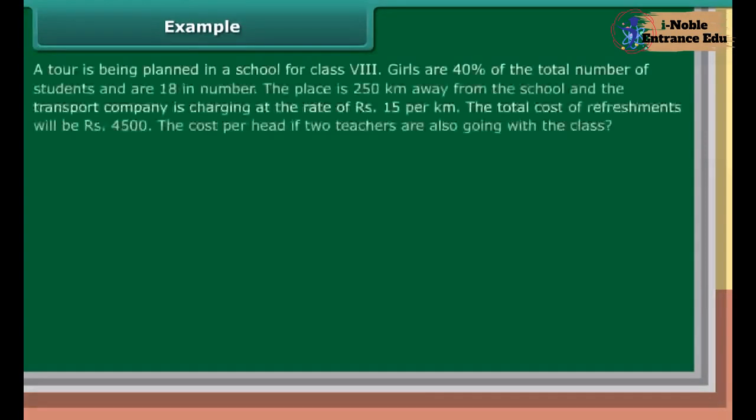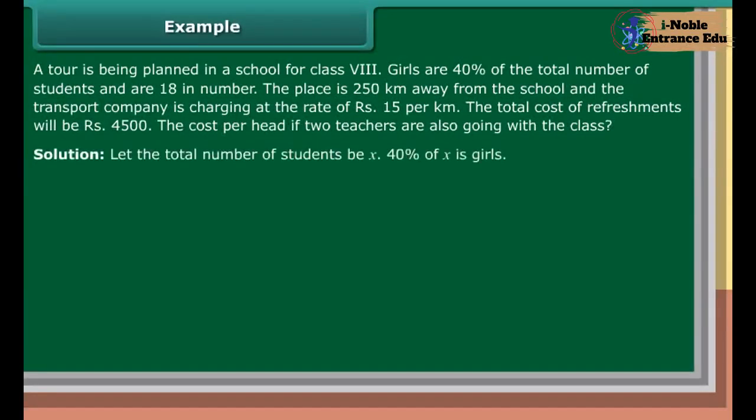Example. A tour is being planned in a school for class 8. Girls are 40% of the total number of students and are 18 in number. The place is 250 km away from the school and the transport company is charging at the rate of rupees 15 per kilometer. The total cost of the refreshments will be rupees 4,500. Find the cost per head if 2 teachers are also going with the class.